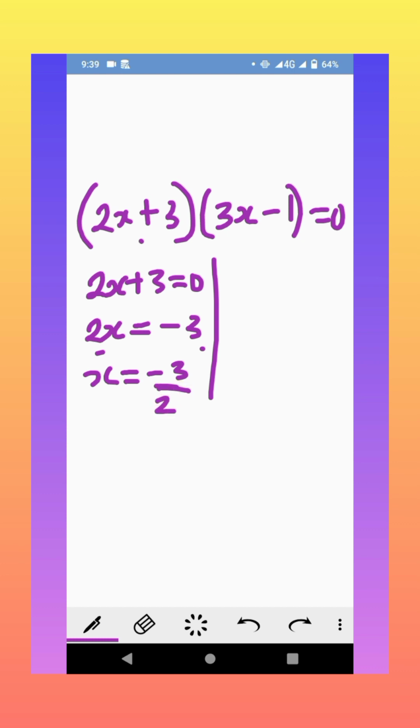Then on this other hand, we have 3x minus 1 equals 0. Of course the minus 1 will go to the right, we have it as plus 1. Divide both sides by 3, we have x equal to 1 over 3. So these are the solutions, minus 3 over 2 and 1 over 3. If you substitute it in this bracket, you will get each of them turned into 0. Alright, let's solve another problem.